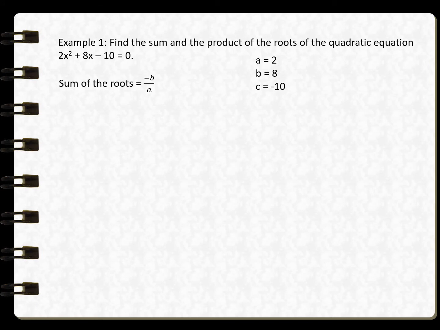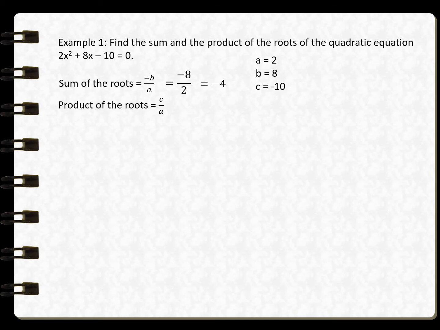The sum of the roots is equivalent to negative b all over a. So, papalitan natin yung b ng 8. But, dahil merong negative sign, ang b magiging negative 8 all over 2 siya. Simplifying that, that gives us negative 4. 8 divided by 2 is 4.